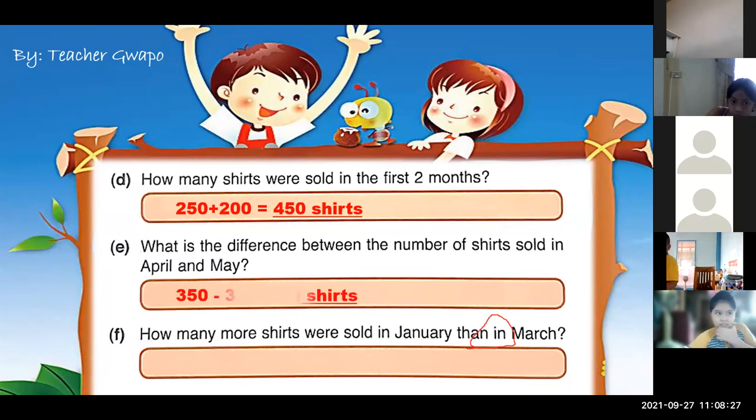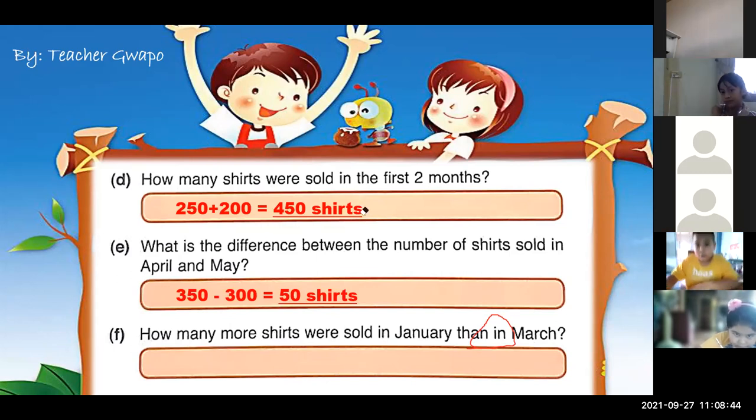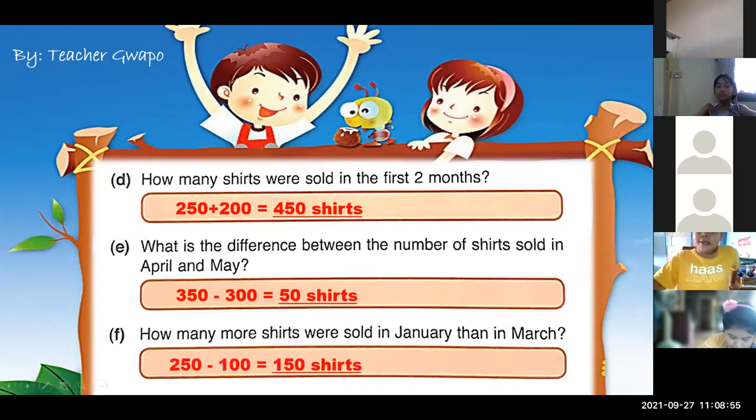In letter E, what is the difference, April and May? It's only 50 shirts, okay? And letter F, how many more shirts were sold in January than in March? Now, what is the difference? You will just subtract, 250 in January, and then 100 shirts in March. So there were 150 more shirts sold in January.